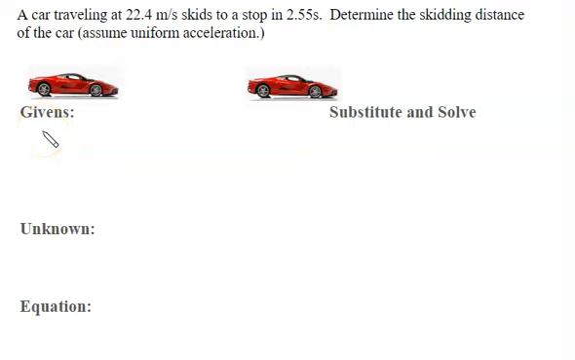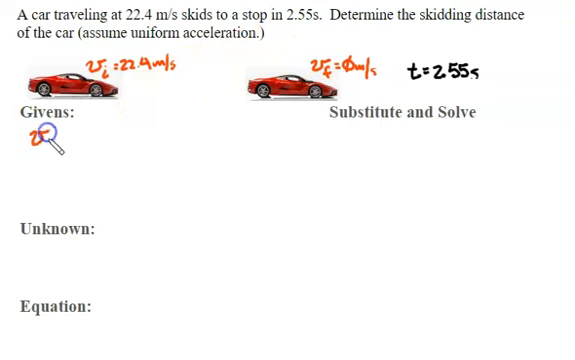A car traveling at 24 meters per second skids to a stop in 2.55 seconds. Determine the skidding distance of the car, and let's assume uniform acceleration. So we know that our velocity initial equals 22.4 meters per second. And we know that the amount of time it takes to skid to a stop is 2.55 seconds. And the fact that it is at a stop means that our velocity final equals 0 meters per second.